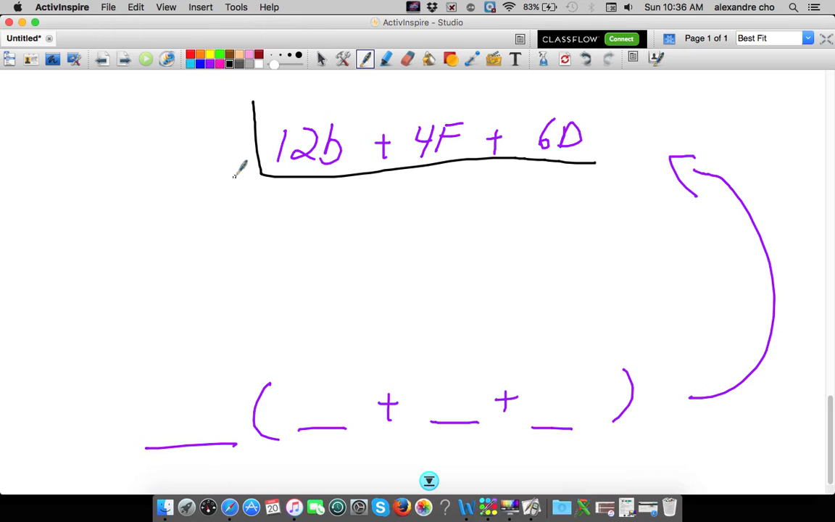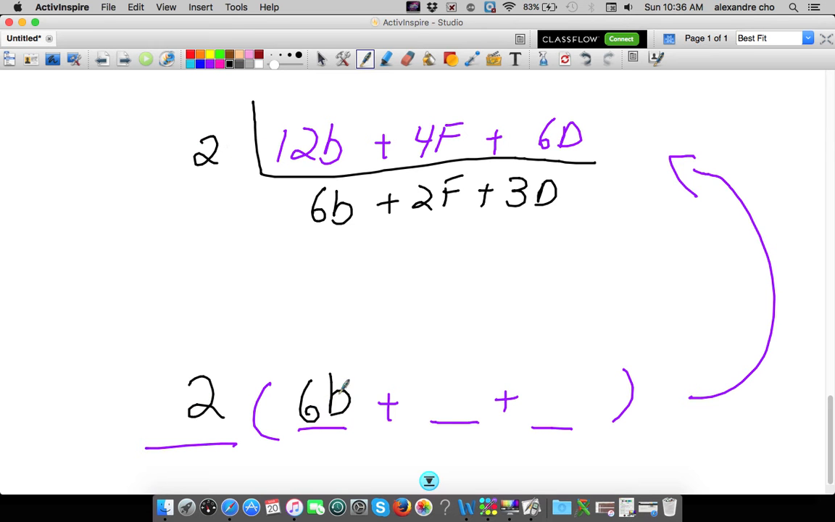Let's see. Wow, did I make this too easy or what? So 2 goes into 12 6 times, 6b, plus 2 goes into 4, 2f, plus 2 goes into 6 3 times, 3d. Is there anything else I can do? No, nothing else works. So, wow, how ridiculous. Sorry I made it so easy. 2, that's our number outside, our term outside. 6b, 2f, 3d.